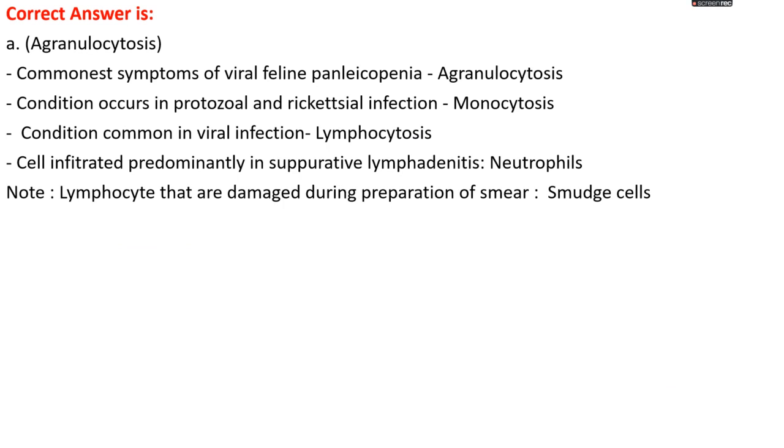The commonest symptom of viral feline panleukopenia is agranulocytosis, which is an increase in the number of agranulocytes, that is the monocytes and lymphocytes. Monocytosis, an increase in the number of monocytes, occurs in protozoal and rickettsial infections. A condition common in viral infection is lymphocytosis. Cells that infiltrate predominantly in suppurative lymphadenitis are neutrophils. And note that lymphocytes that are damaged during preparation of a smear are known as smudge cells. Okay.